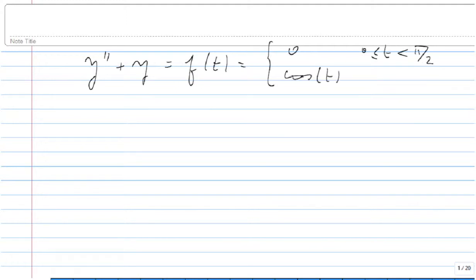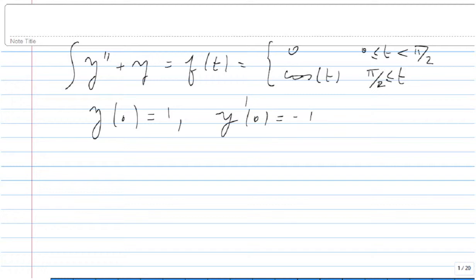In this problem, we're trying to solve the second order differential equation y double prime plus y equals f of t, where the function f of t is 0 when t is between 0 and pi over 2, and cosine of t when t is greater than pi over 2. And the initial conditions are y of 0 equals 1, y prime of 0 equals minus 1.